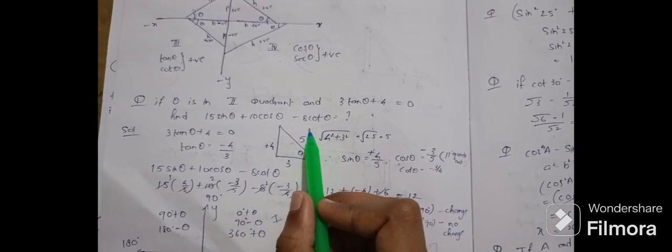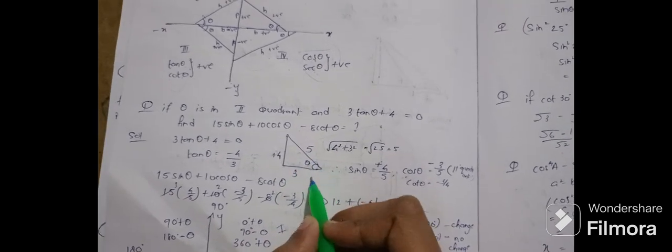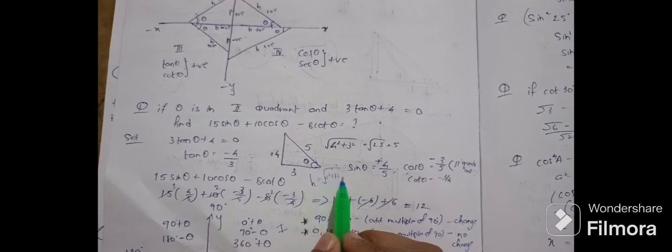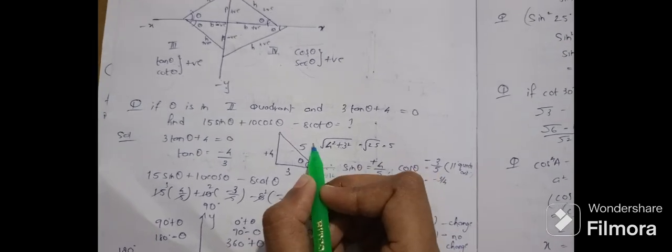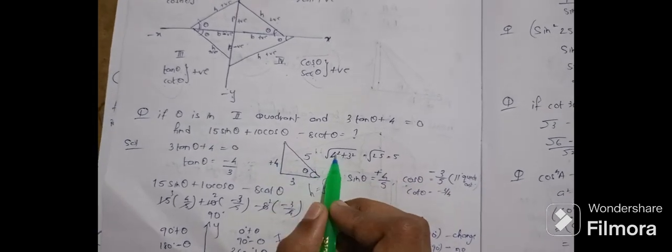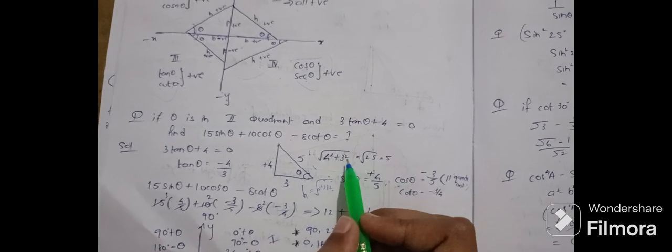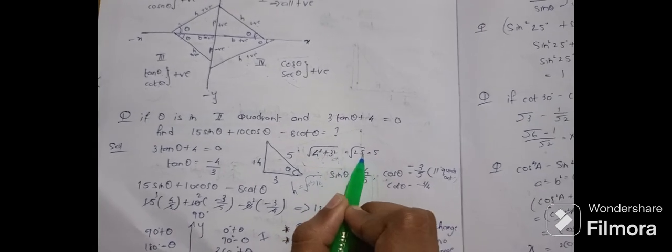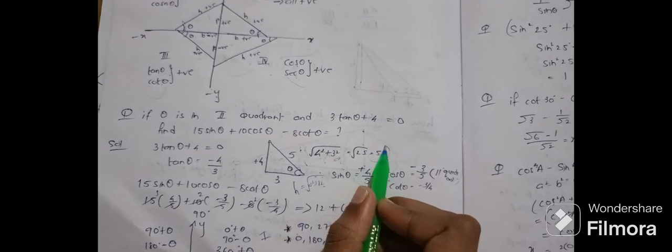The hypotenuse formula, we have just seen, no? Hypotenuse is equal to the square root of a square plus b square. In the same way here, hypotenuse is equal to the square root of 4 square plus 3 square. 4 square is 16, 3 square is 9, 16 plus 9 is 25 here. So the hypotenuse value is 5. We got the three values here.